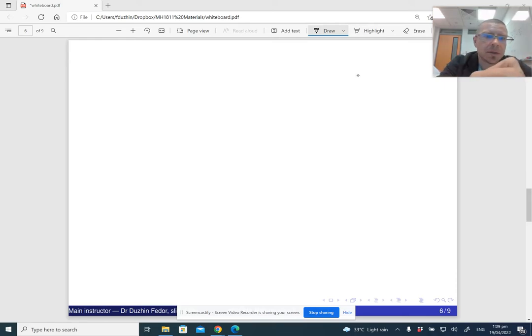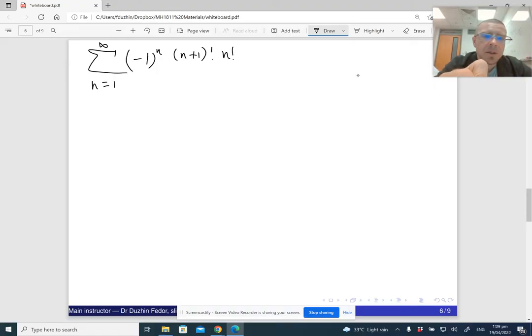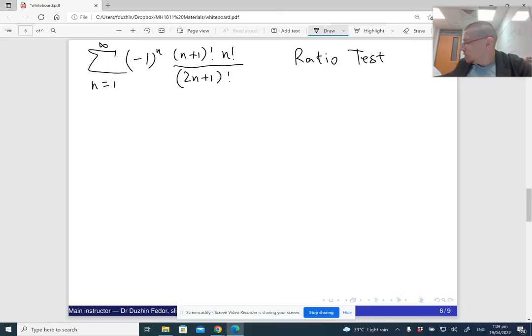So let me write the series again. Minus 1 to the n plus 1 factorial times n factorial divided by 2n plus 1 factorial. All right, so we're going to use the ratio test. And according to the ratio test, I need to find the absolute value of the ratio a_(n+1) divided by a_n.